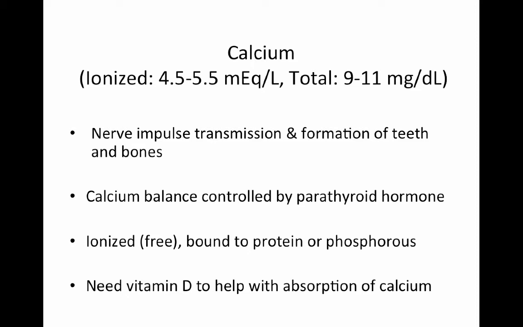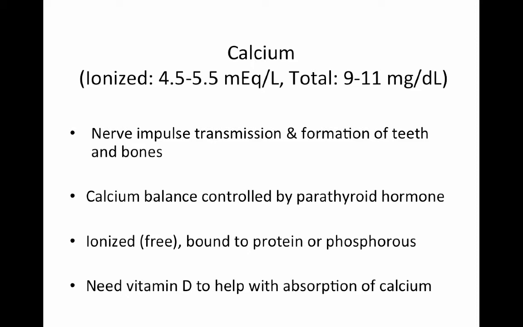For example, you can have a change in your blood pH. If you become more acidotic, that decreases calcium binding with albumin. Therefore, your ionized calcium would increase, because now it's free, it's not binding with albumin. And alkalosis leads to decreased ionized calcium because calcium binds more with protein.